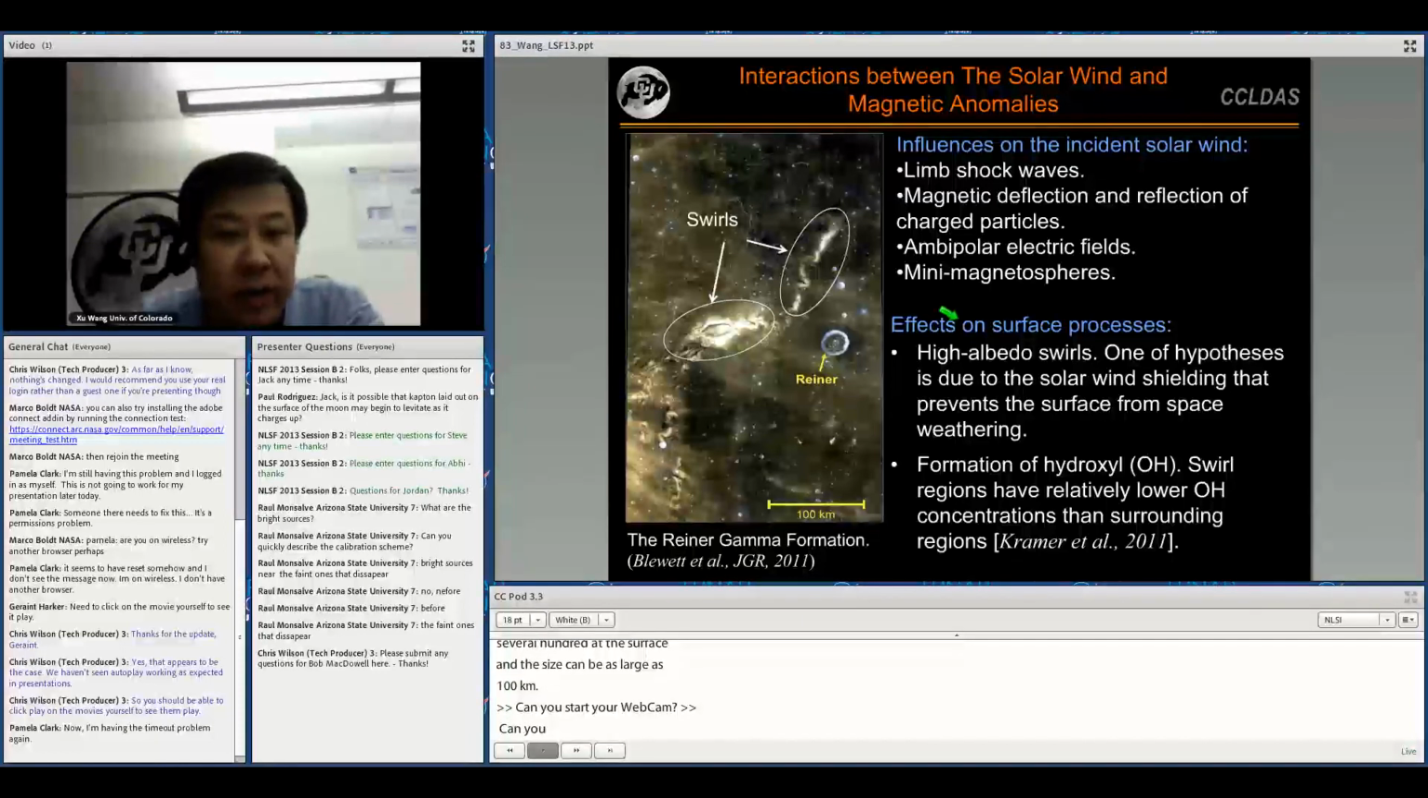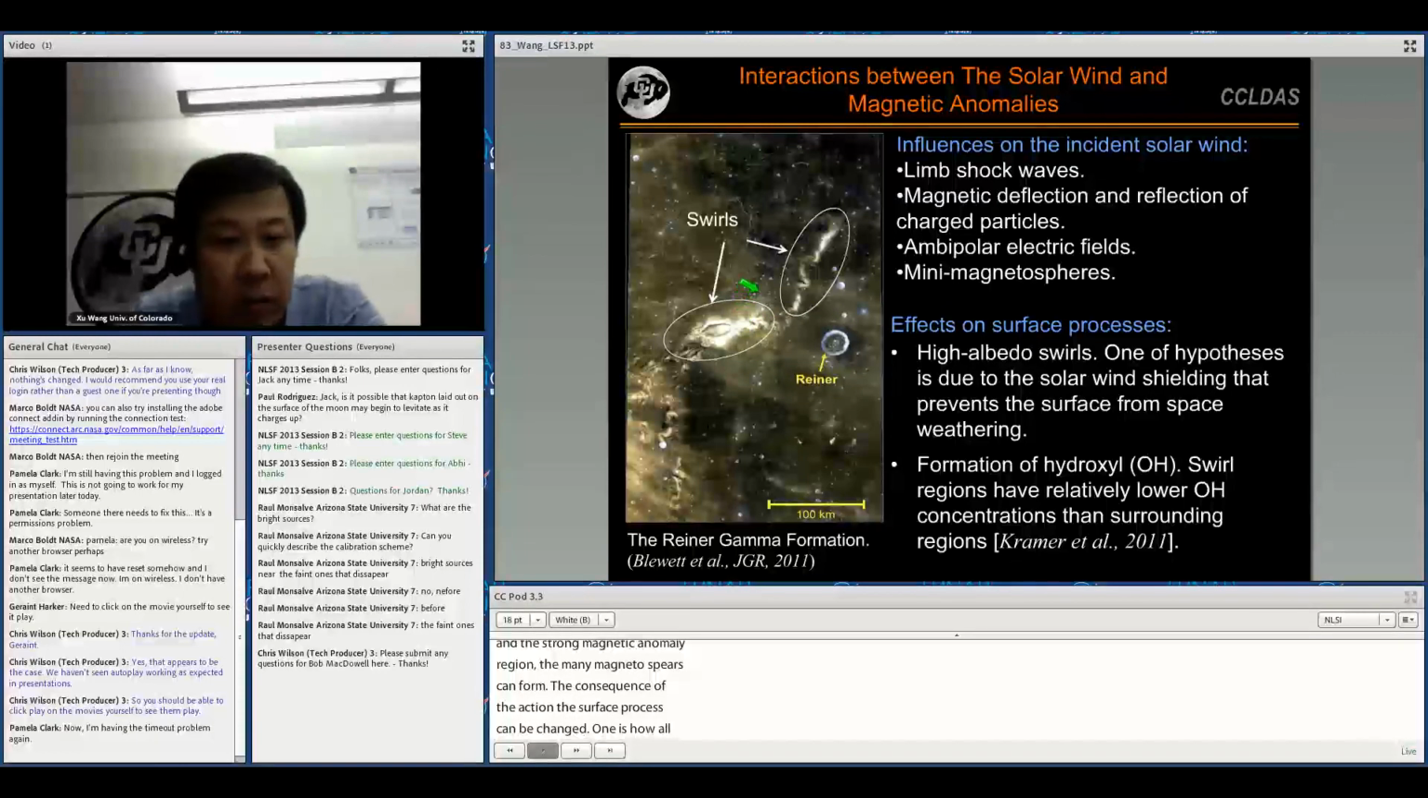So the solar wind can interact with these crustal magnetic anomalies. And the spacecraft has observed, for example, the limb shock waves, magnetic deflection and reflection of the solar wind electrons and ions, and the ambipolar electric fields due to charge separation. And in very strong magnetic anomaly regions, mini magnetospheres can form. As a consequence of this interaction, the surface process can be changed. One is high albedo source, as shown in this image.